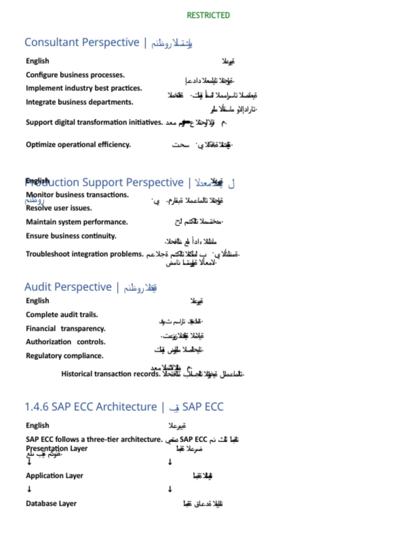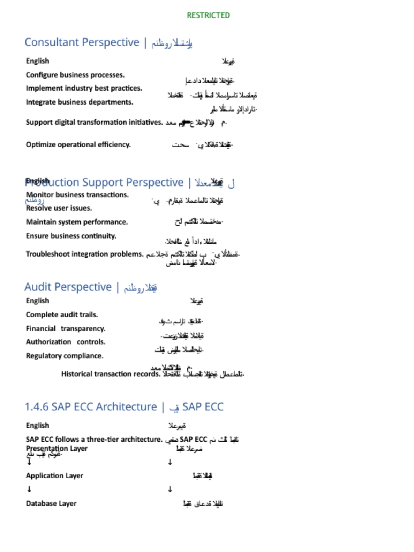Let's take a closer look at the SAP ECC architecture. It's built on a 3-tier system. At the top, we have the presentation layer, where users interact with the system. Below that, the application layer handles the business logic. And at the base, the database layer stores all the historical transaction records.